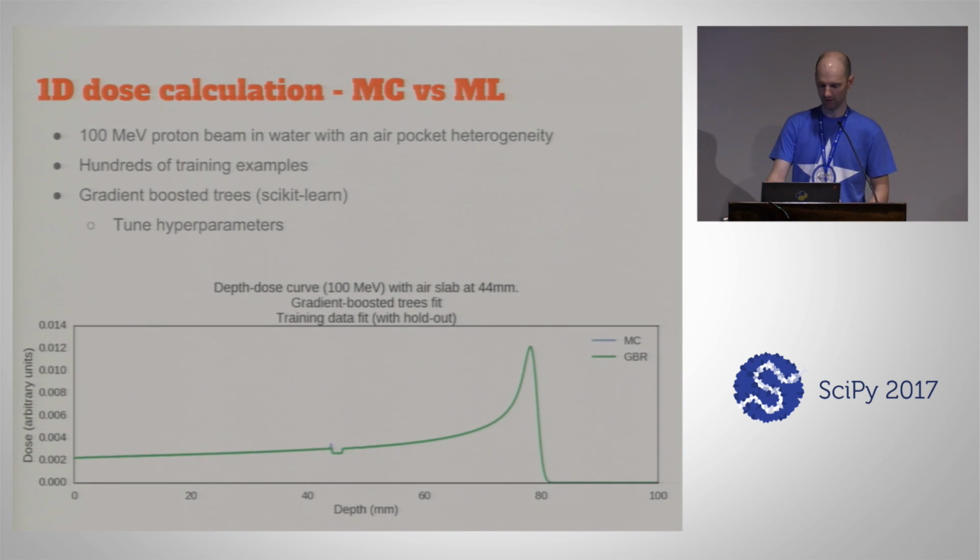So this is another one of these Bragg curves, and right in the middle I have this little divot, which is where the air pocket was. In this plot, it almost looks like there's just one thing, but there are actually two plots. The blue is the Monte Carlo, and the green is the gradient boosted trees. You can see that these curves lie essentially on top of each other. So this was the first proof of concept. There's a slight deviation here where you get a little bit of backscatter around this air pocket that the model was unable to pick up.